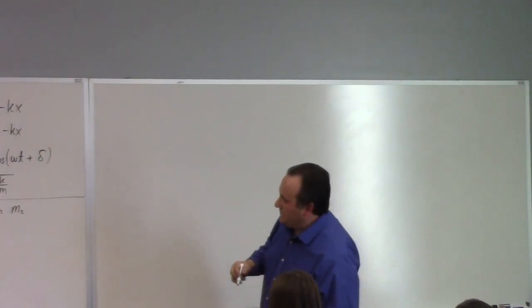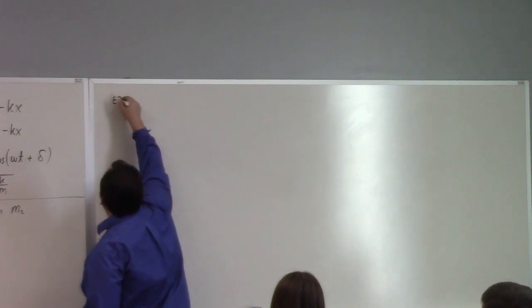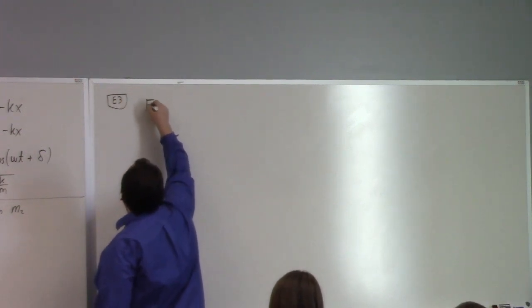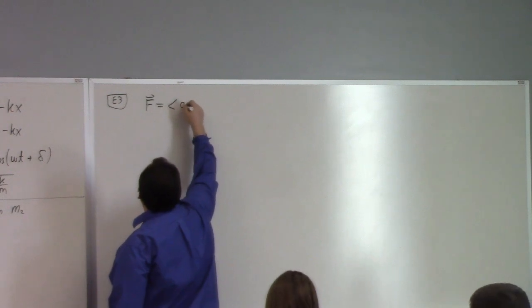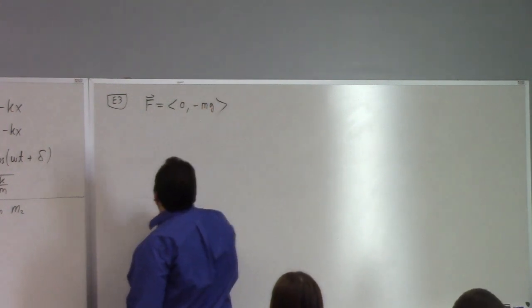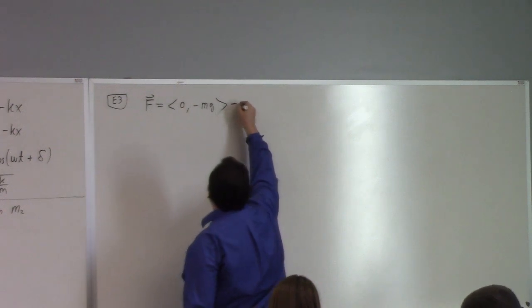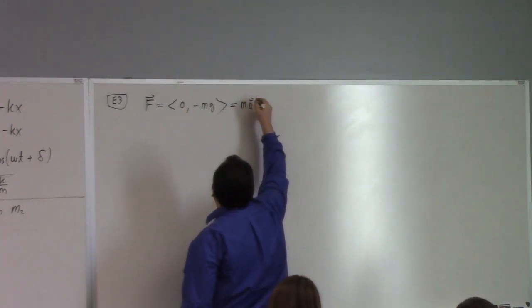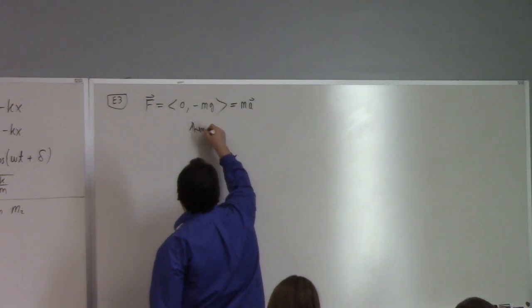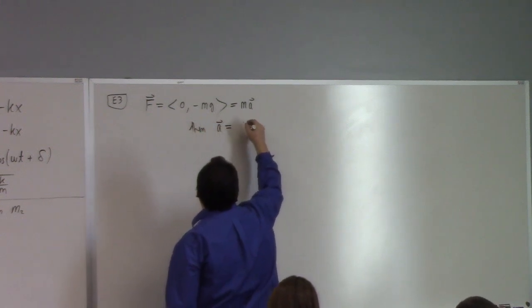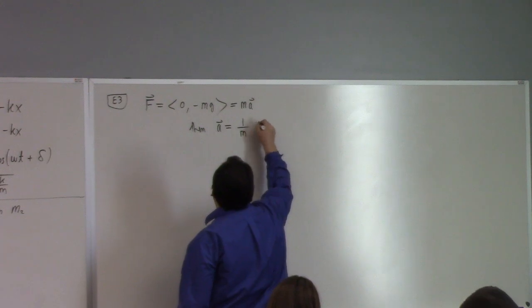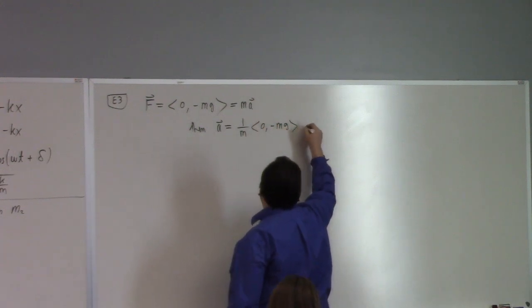Now, moving on. Example 3: suppose you've got F equal to (0, minus mg). This is the usual story. If we take x to be horizontal and y to be vertical, that's the force of gravity on a mass m. What's the acceleration then? If we say this is equal to mass times acceleration, then acceleration equals 1 over m times (0, minus mg). How's that work out?